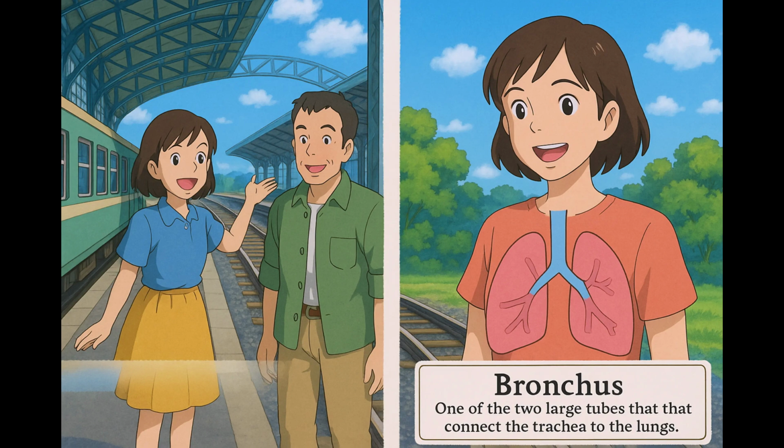Just as the tracks ensure passengers reach their destinations efficiently, the bronchi ensure that air travels smoothly from the trachea to each lung, facilitating respiration just as the railway facilitates travel.